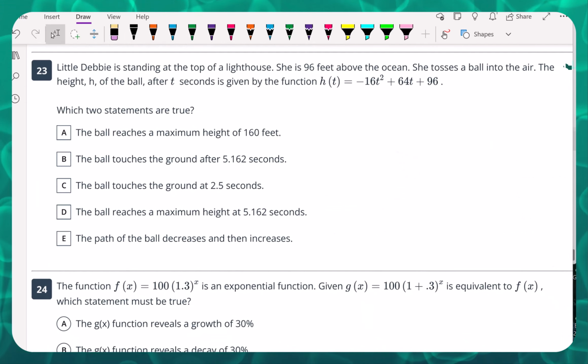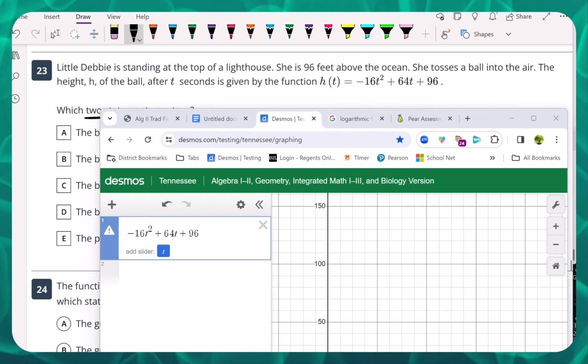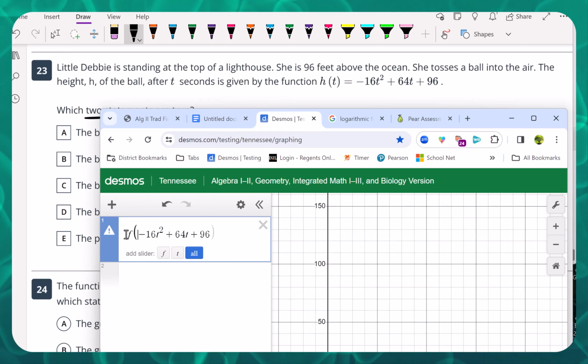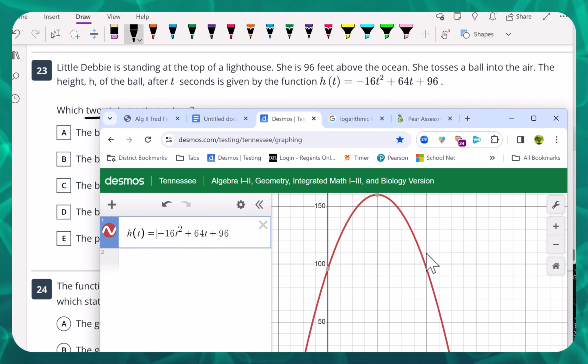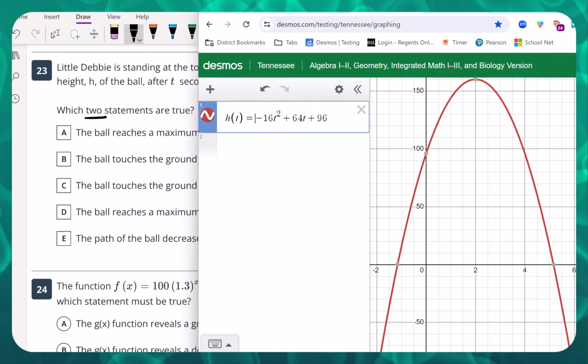Okay, question number 23. We need to graph that on Desmos to really make an informed decision. We are looking for 2 statements that are true. Okay, I just want to warn you that when you're typing these into Desmos, make sure that you type in the entire thing, either y or f of x or h of t, because it will not show you anything until you do that. Okay, so now I have it graphed. Let's see if we can answer the question.